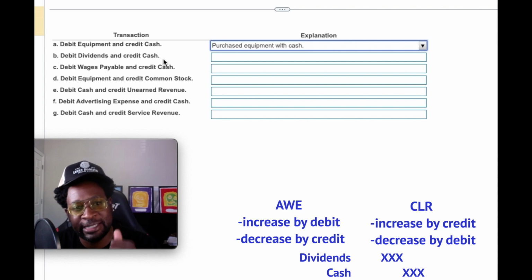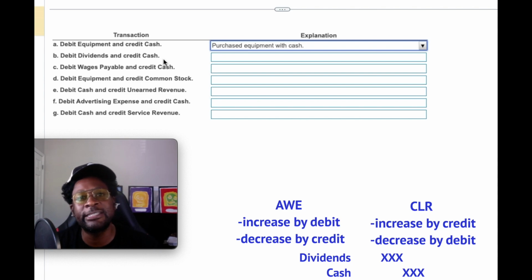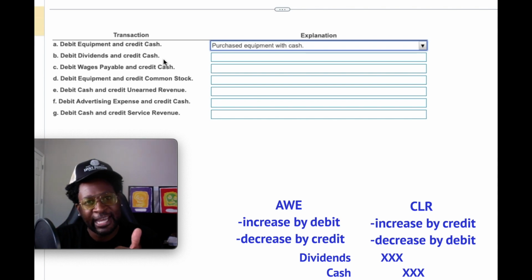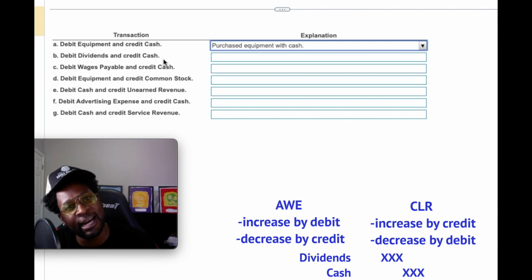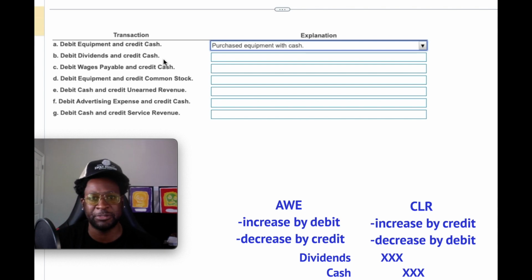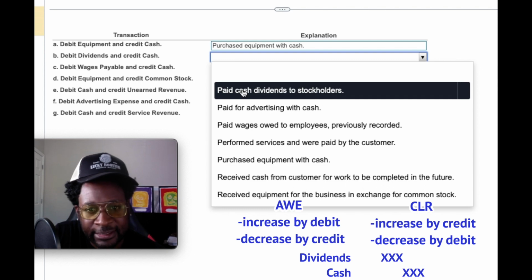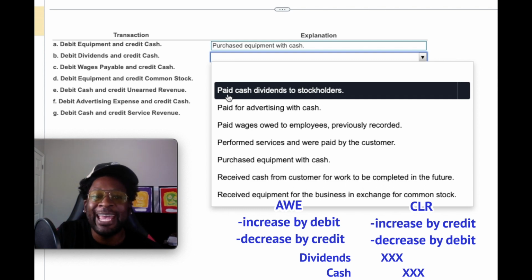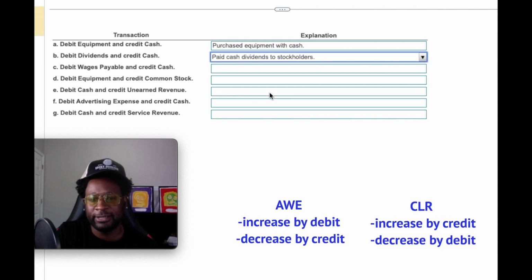And since we're debiting dividends, that means dividends are increasing in the company. The company has given more dividends. So we've increased our dividends at the same time decreasing our cash from the company's perspective. Let's see what transaction that is. Clearly, we already know: paid cash dividends to stockholders. That is your correct answer.